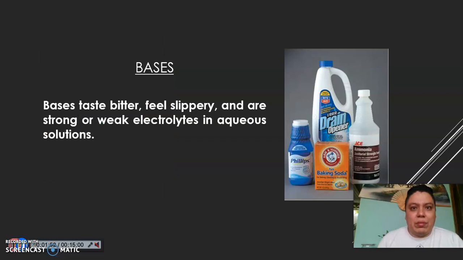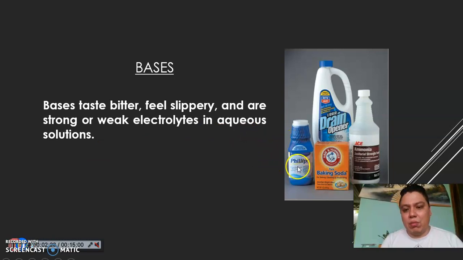What are bases then? In the simplest of terms, a base is the opposite of an acid. So, a base tastes bitter, feels slippery, and is a strong or weak electrolyte in aqueous solutions. Just in case I forgot to mention it, aqueous solutions are any type of solution that has water as a solvent.